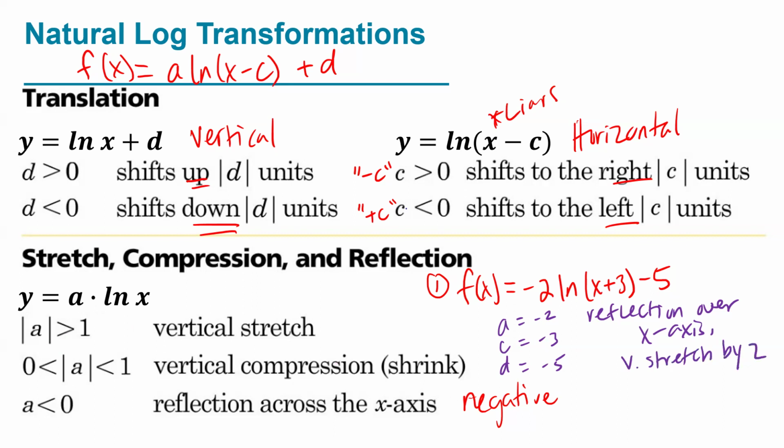Our c is negative 3. So when c is less than 0, that's a left shift, right? So we went 3 units left. Our d is a negative 5. When d is negative, that means down. So we went 5 units down. And that's what you should be able to do from a translation. Remember, x's are liars. So when it looks like plus c, it actually is a negative. That's why we put in the quotation marks. All right. Okay, that concludes part 2.